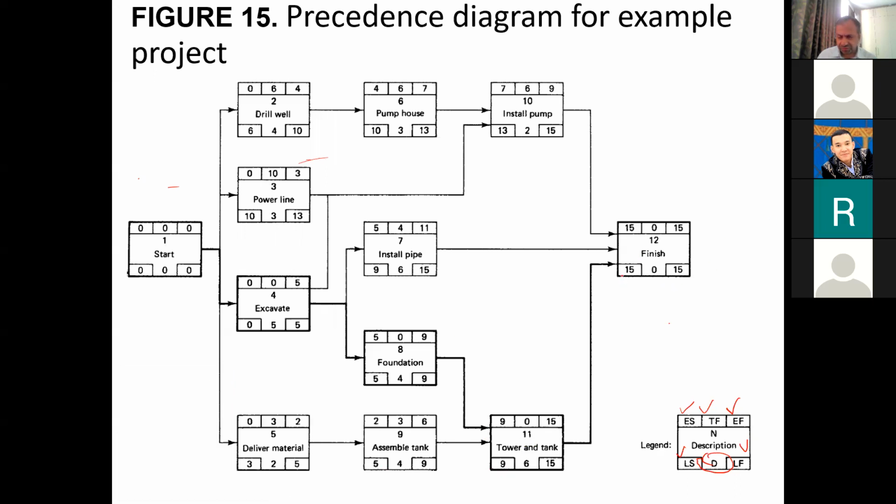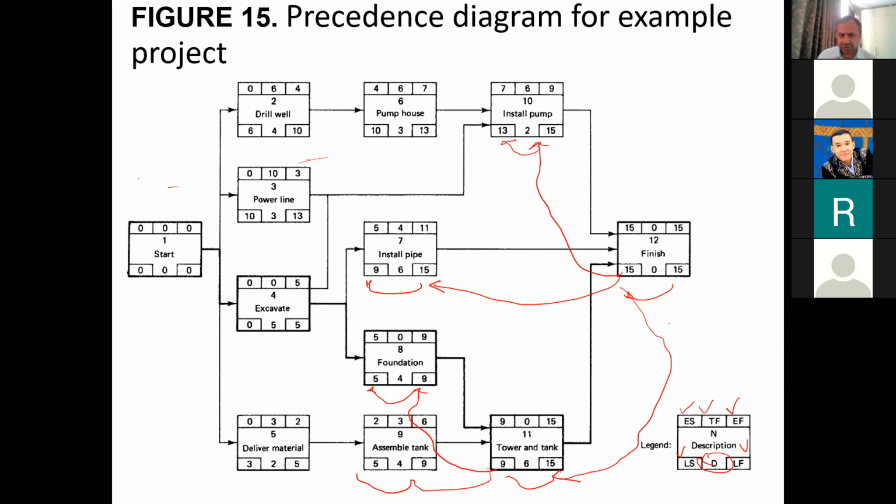Okay, so now similarly for the backward pass, we will go from this 15, 15. So this 15 will go here. Then 15 minus 6 will be 9, so this 9 will go here, and 9 minus 4 will be 5. Then this 9 will go here, and 9 minus 4 will be 5. Similarly, from this 15 will go here, 15 minus 6 will be 9. And then this 15 will also go here.